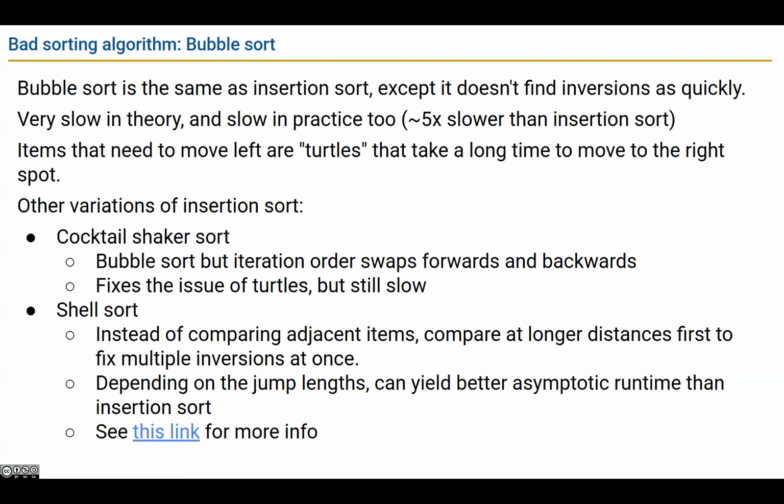Shell sort is a slightly improved version of this, where instead of moving things only one at a time, we move things a large distance first. That fixes a lot of inversions at a time initially. Depending on the jump length, you can actually get better asymptotic runtimes than insertion sort. I think the worst case for some shell sorts involves theta of n to the 3/2 or n to the 4/3, depending on what sequence of jumps you take.